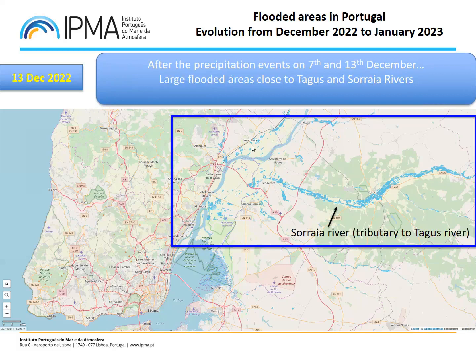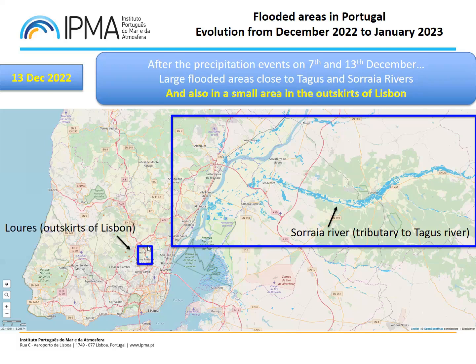I will toggle again, and you can see the change of the flooded areas. Also here to the north of the Tejo, a big area here, and also here in Sorraia. This is another river that's a tributary to the Tagus River, and you see a big flooded area along this river here, and also to the south. Also, and you cannot see it so well, I put it in a different corner here, there is an area in Loures, which is a city in the outskirts of Lisbon, with an area also of flooding, which I will talk about later on.